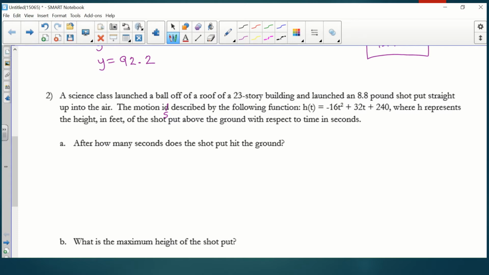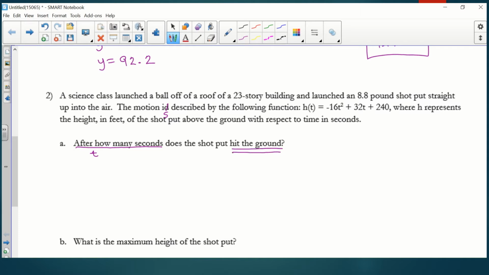So let's see what we're looking for here. After how many seconds? All right, so after how many seconds refers to time. Time is represented by t. Okay, so we're looking for t here. After how many seconds does the shot put hit the ground?